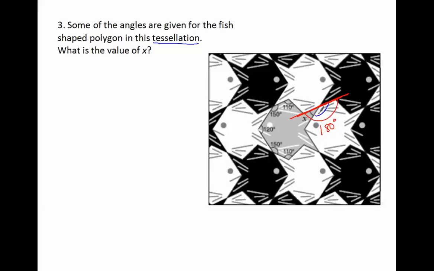Well, where is that angle? Right above the fish's eye. In this picture, right above the fish's eye is the 150-degree angle. So that means this angle has to be 150 degrees. So 180 minus that 150-degree angle is 30 degrees. X is 30. And there we used a tessellation to solve that problem. Fantastic.